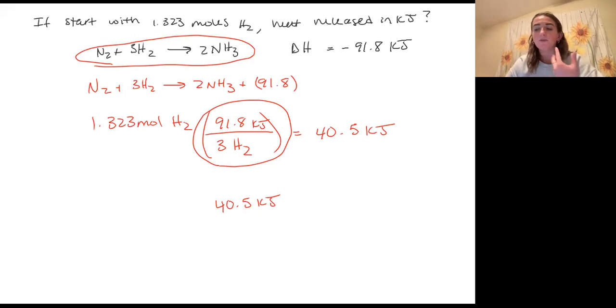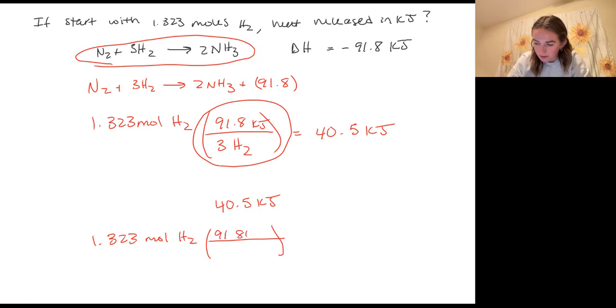It would tell you, if you start with 1.32 moles of H2, how much energy is required to produce 91 kilojoules of energy or something like that. It would ask you for the requirement instead of the production. But the same thing could be applied. We could say that we had 1.323 moles of H2, and then it would be 91.8 kilojoules over 3 H2 is equal to 40.5 kilojoules. So it would have requiring 40.5 kilojoules.